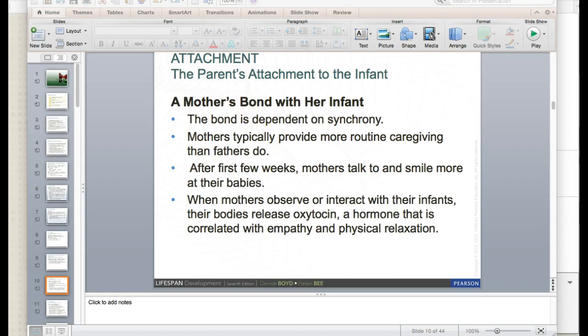Let's see. When mothers observe or interact with their infants, their bodies release oxytocin, a hormone that is correlated with empathy and physical relaxation. So let's move on.